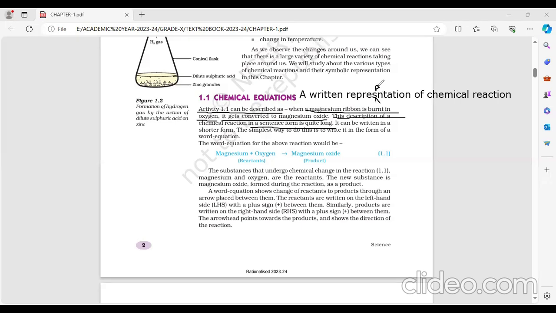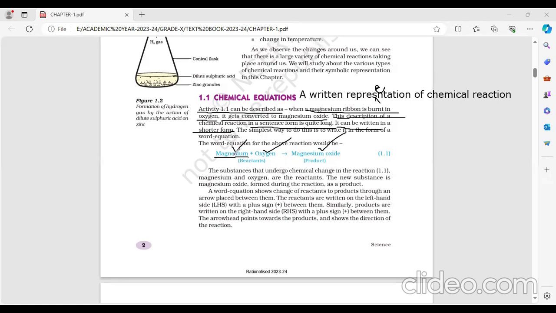So what is he saying? To describe it, we need to write the sentence, right? It is too long. It takes some time also. So instead of that, we can write in a short form, by using words. See, magnesium, I have written the spelling of magnesium, plus oxygen, and then magnesium oxide, the product.